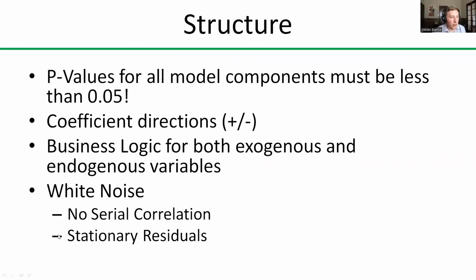And then on structure here, the things that we care about, again, are all the p-values for all the model components being less than 0.05. As you'll see in practice, this is extremely challenging because as you add in AR and MA terms, as you add in exogenous variables, you fix one piece, but then you create an issue with something else. So now something that was your AR1 term might be extremely significant, and then as you add in an exogenous variable, now it's not significant.